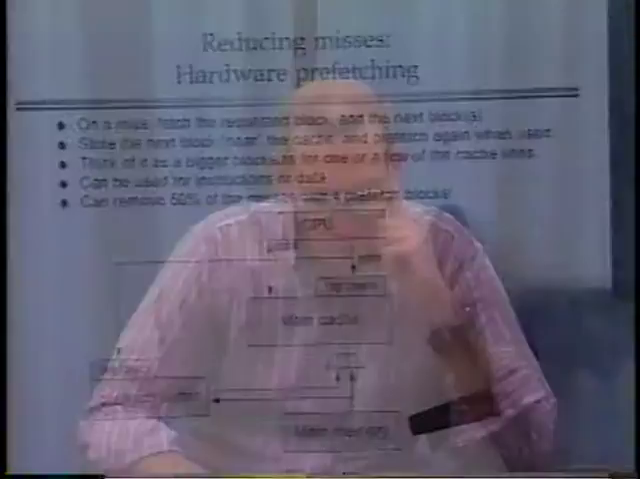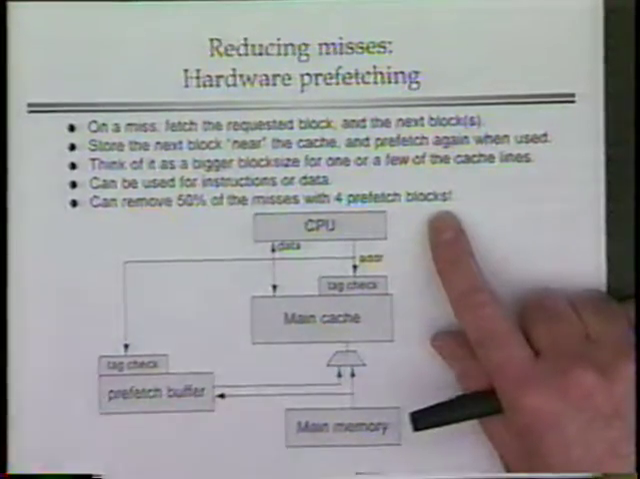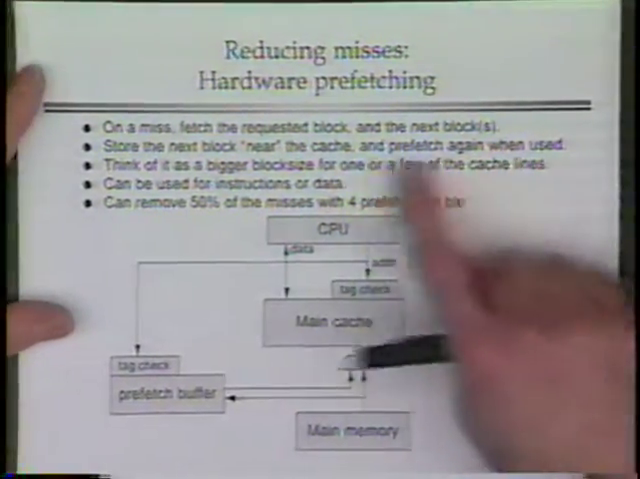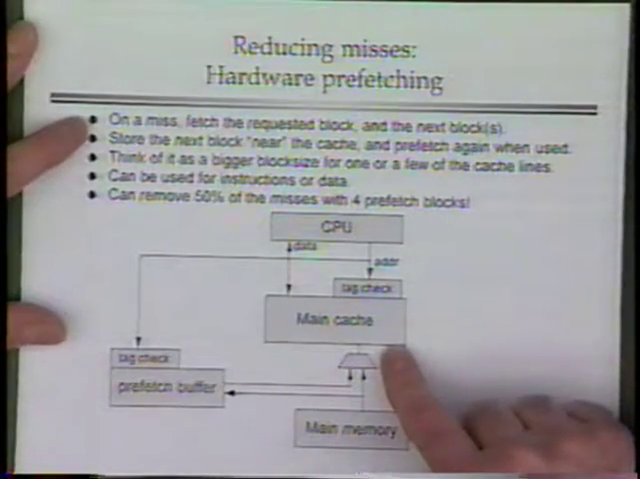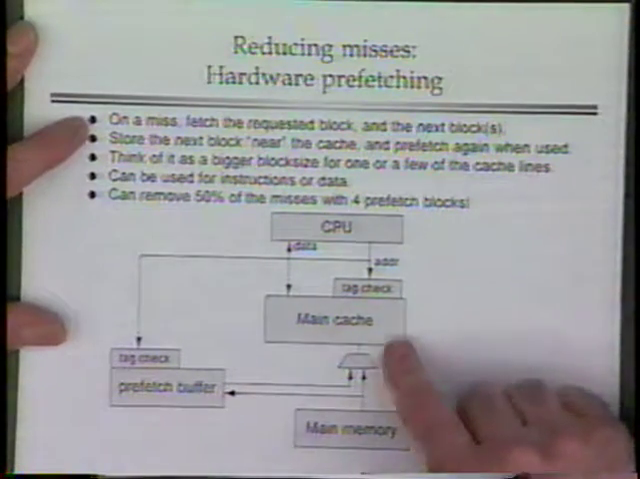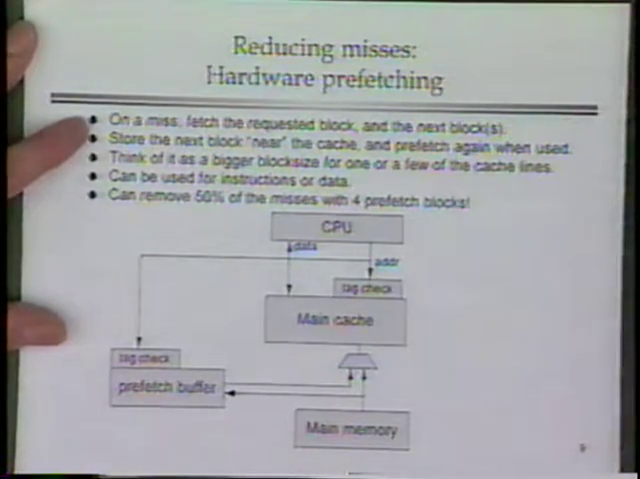That's two little ideas for making caches go fast, both of which are relatively simple. The second one is not as simple as we had hoped, but it's still a good enough idea to make it worthwhile doing. Let's look now at another technique for reducing misses, which is prefetching. On a miss, we fetch the requested block into the main memory, and then assume that spatial locality means the next blocks will likely be referenced as well.